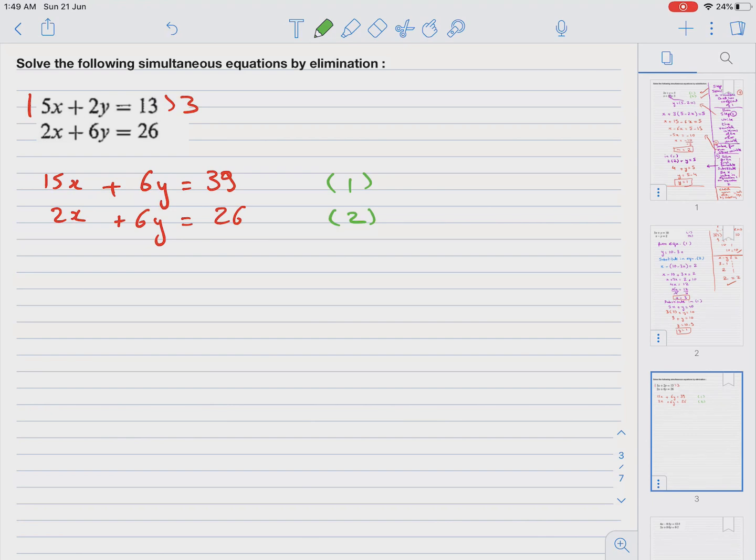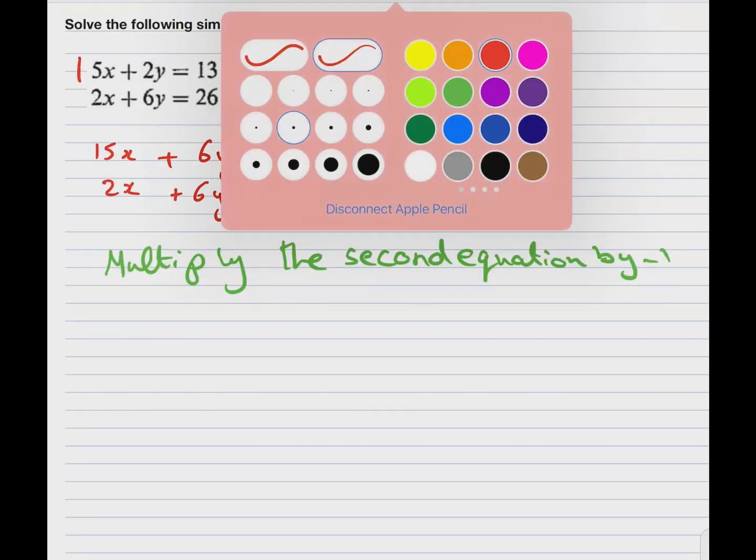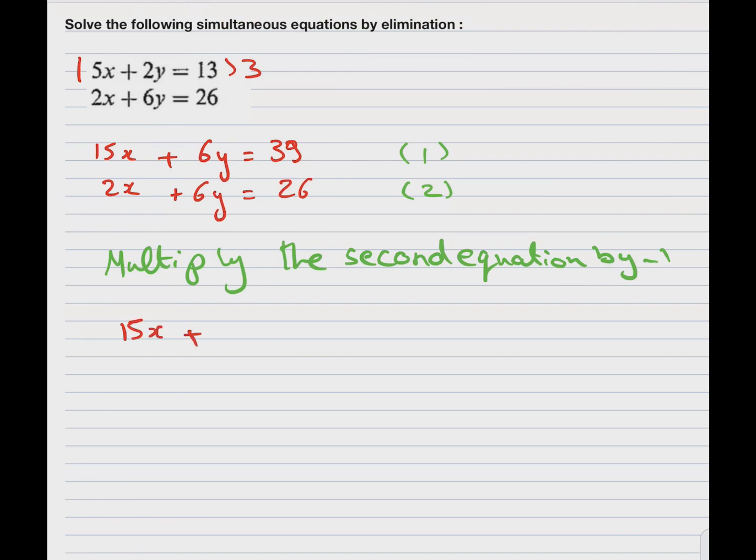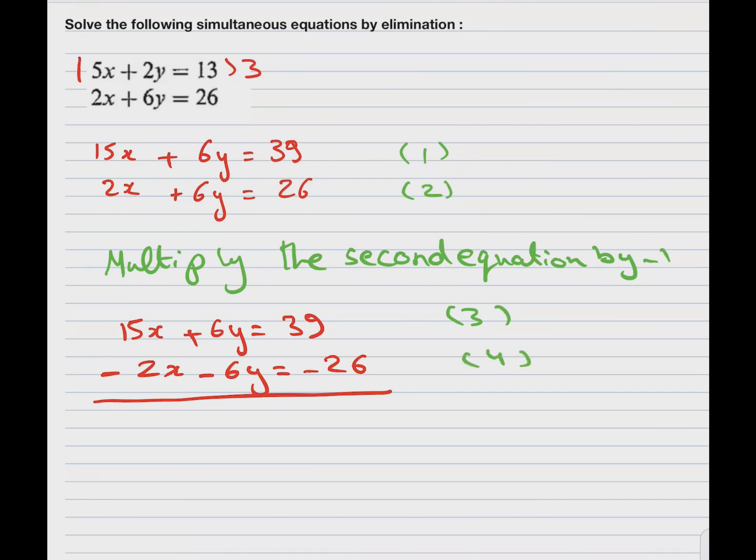Okay, so what did I benefit from this? Now I can eliminate the y from both equations. Now if I subtract the second equation from the first, in other words, if I multiply the second equation by -1, I will have equation 1 as 15x plus 6y equals 39, and the second equation will be -2x minus 6y equals minus 26. Okay, again, so let's call this equation 3 and equation 4.